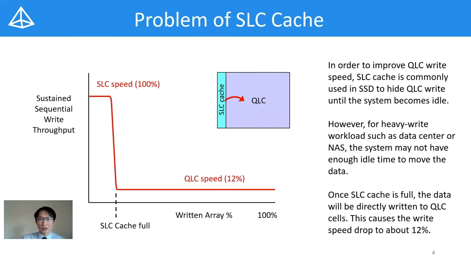In order to increase the write speed, SLC cache is widely used. It postpones the QLC write until the system becomes idle. However, for write-heavy workloads such as data center or NAS, the system may not have enough idle time to move the data from SLC to QLC. Once the SLC cache is full, the data will be directly written to the QLC cells. This will cause the write speed to drop to about 10%.